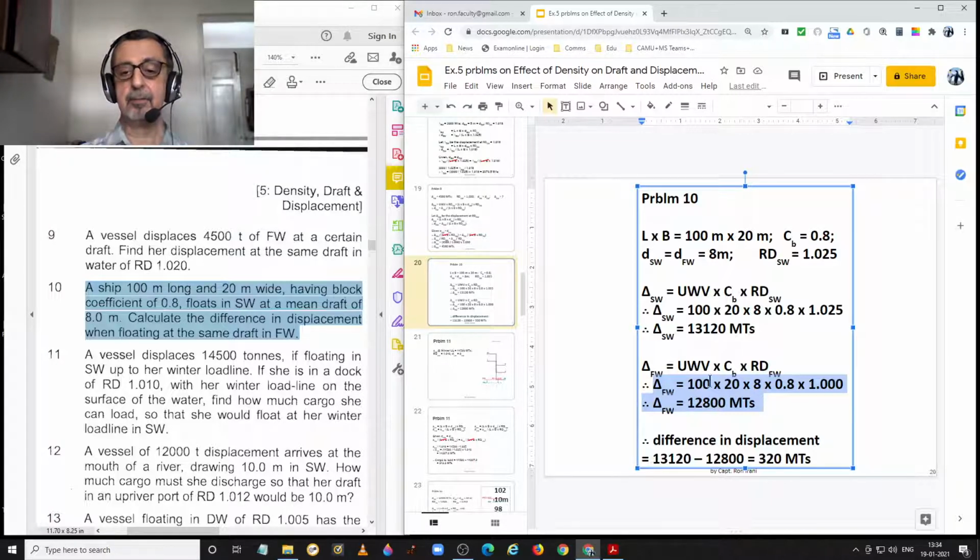What is required is the difference in displacement when floating at the same draft in fresh water. We have calculated the two displacements at the same draft, this one being in salt water and this one being in fresh water, and the difference between the two is equal to 320 metric tons.